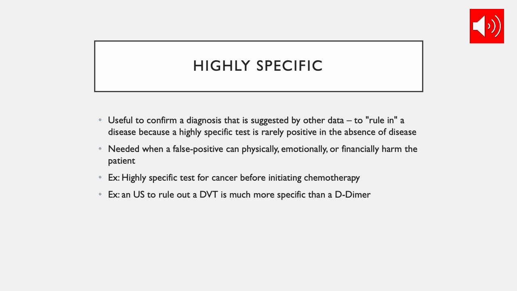A D-dimer is usually very non-specific. A D-dimer will pop positive if you've had any sort of clotting within the last 30 days. So it's actually not very useful in determining a current DVT. You need it together with other tests, such as an ultrasound, in order to see if it's giving you a reliable value.